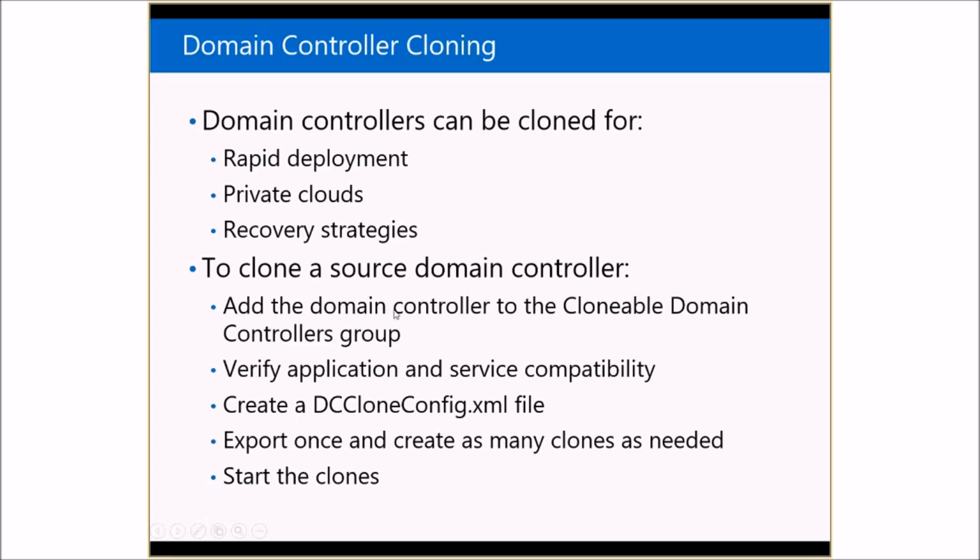It gives you more trouble and it's more effort than it's actually worth most times. So in order to clone a domain controller, given that we just spoke about all the problems of cloning a domain controller, this is a production domain controller as well, so it's even worse. You need to add the domain controller into a clonable domain controllers group. First of all, you need to verify the applications and services are compatible. You need to create a DC clone config XML file, export once, create as many clones as you need, and start the clones.